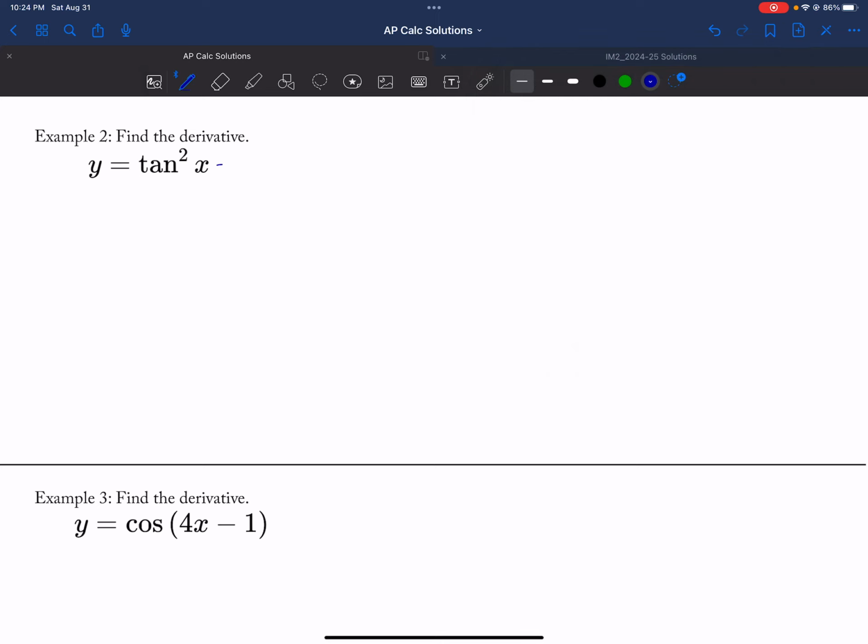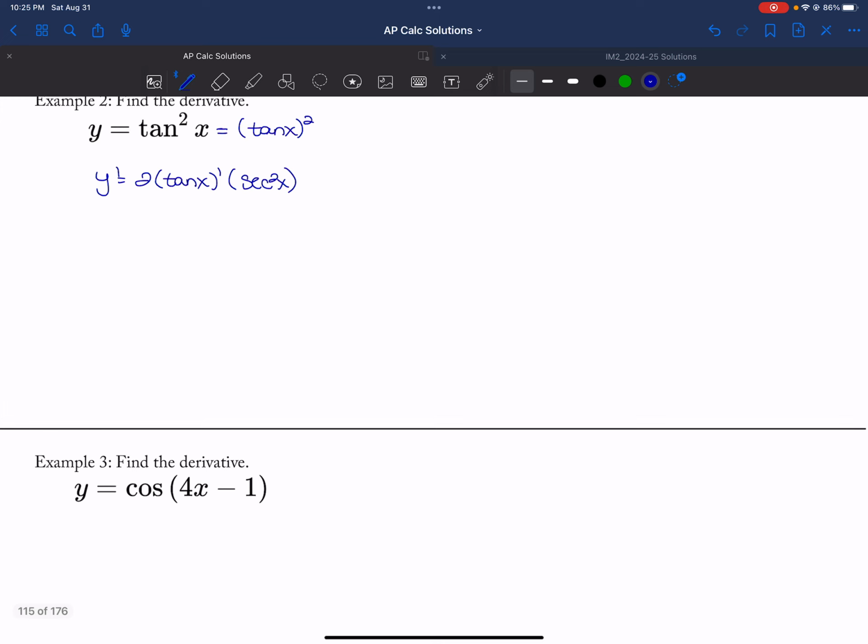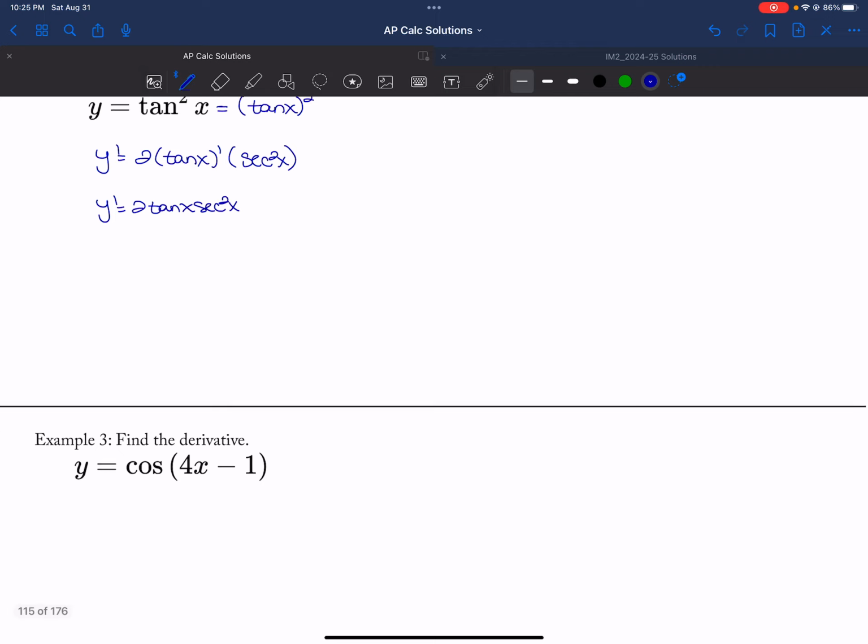So here's the weird thing about trig is that I'm supposed to really write this as tangent of x, the quantity squared. So when I look at my derivative, that should be 2 tangent of x to the first power multiplied by the derivative of tangent, which is secant squared of x. And then I don't need this little first power if I don't want to. So it could have been y prime is equal to 2 tangent x secant squared x.